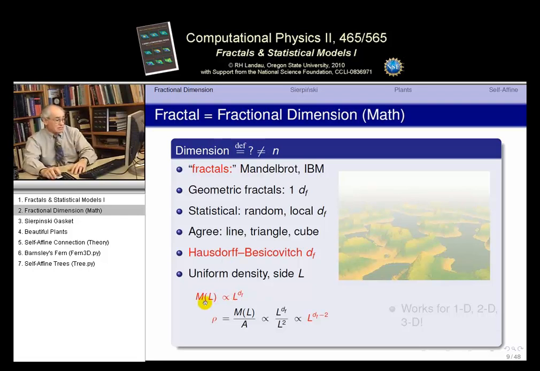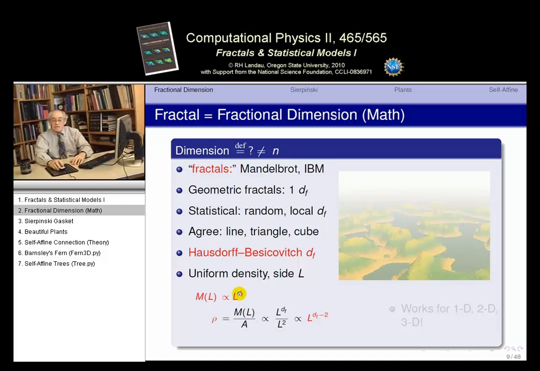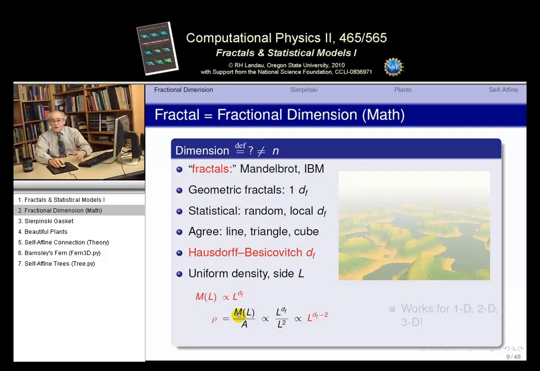So this makes sense. The mass goes like the length of a side, to the power d, which is the dimension. What about the density of the object? We take the mass divided by the area or the volume, whatever the case might be. So we have L to the d_f divided by L squared. We get that the density should vary like the length of a side to some power d_f minus 2, at least for these two-dimensional objects or an object in a plane. So this works for 1D, 2D, 3D objects. Let's see if we can apply it to other kinds of objects.